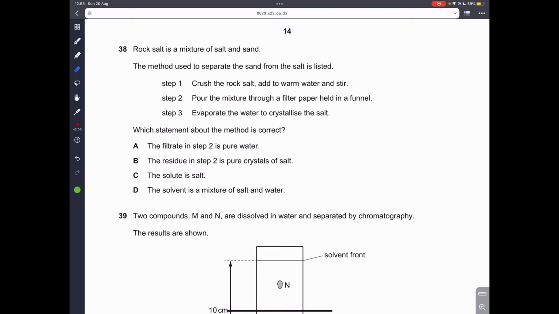Question 38. Rock salt is a mixture of salt and sand. The method used to separate the salt from sand is listed. Okay, how do we separate this mixture of salt and sand? So we can add water to it, right? And we can separate the salt, and we can separate the sand.